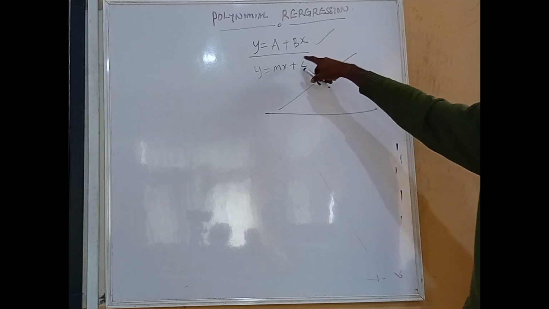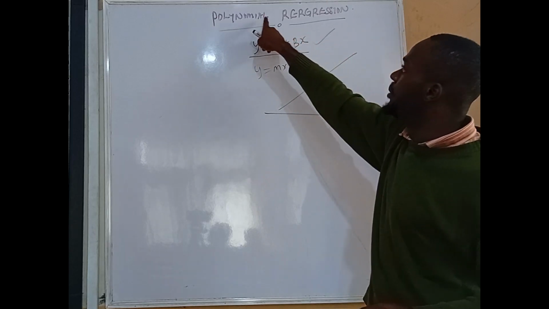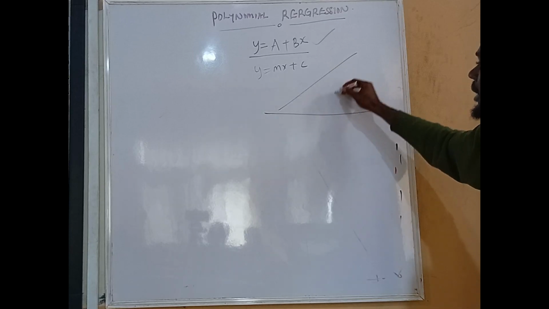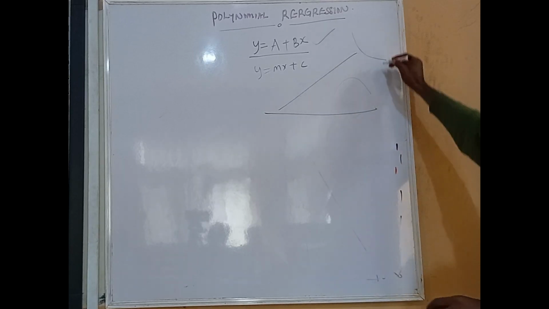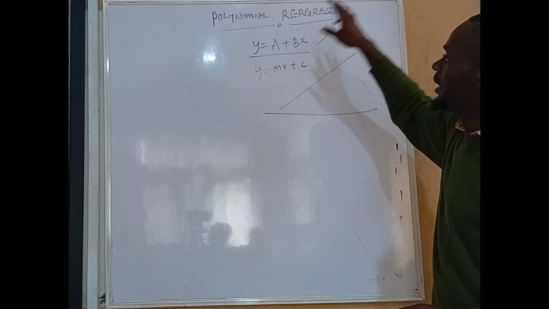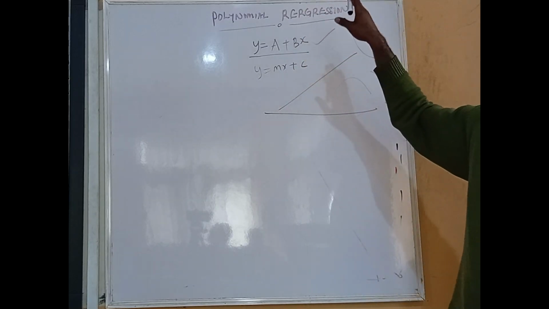So that brings us to today's topic, which is polynomial regression. That is, if it doesn't go like this, maybe it goes like this, or like this, or like this. Then using this method, we can build a model that can fit. Do you understand?